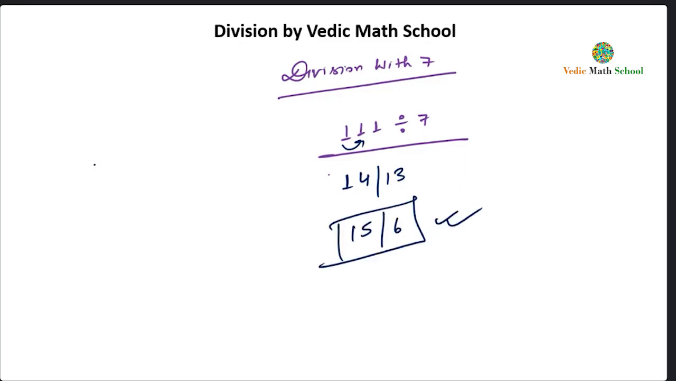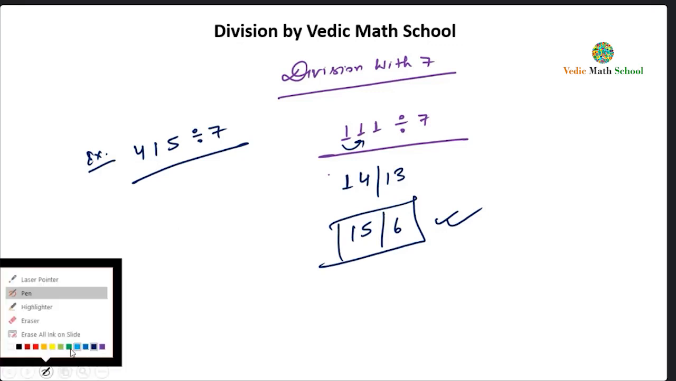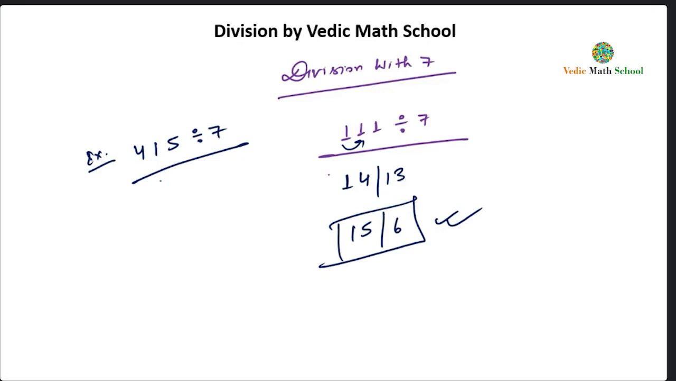Got it? If you get it, then tell me one more example. That is the last example for division by 7. Let's take a bigger number, like 4, 1, 5 divided by 7. Tell me the answer. 59 is the quotient, 1 is the remainder. Yes, 59 is the quotient and 1 is the remainder. Good. Let's discuss this.